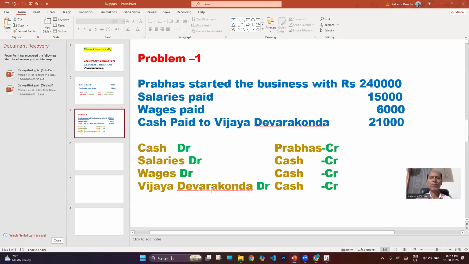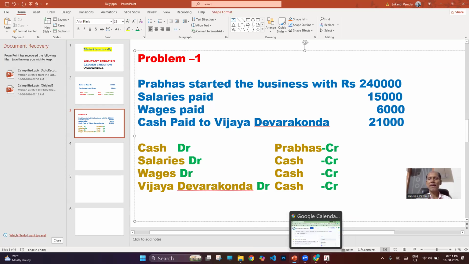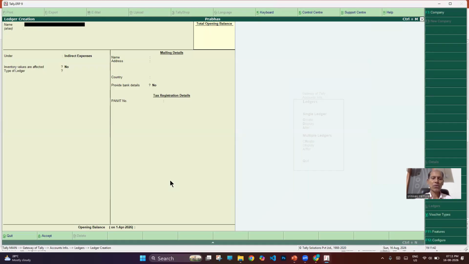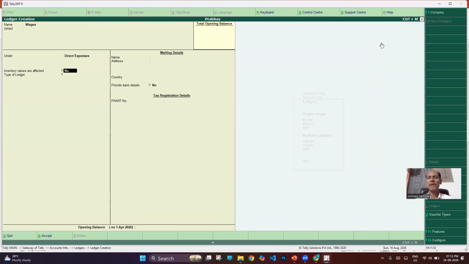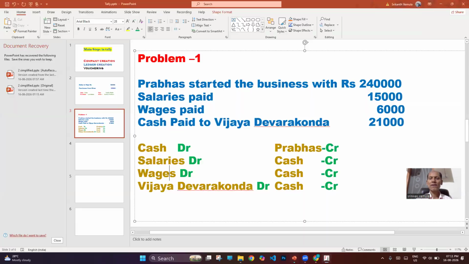In this problem, salaries and cash are by default in the software, and wages should be created in the ledger. So wages under direct expenses, not indirect, direct expenses. So wages are direct expenses. Yes, enter.